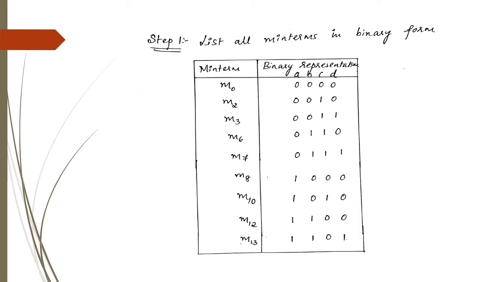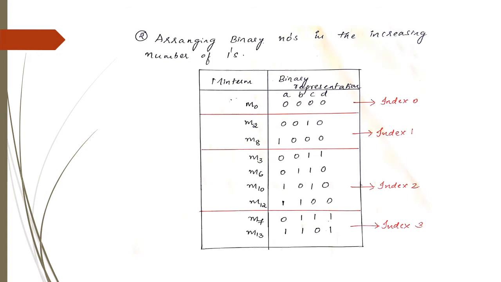Next, second step. The second step is arranging the binary numbers in increasing number of ones. If you check the first cell, that is 0, it doesn't have any 1, so take it as the first grouping. Next you count the cells with number of ones as 1, so you get M2 and M8. Next, cells with number of ones as 2, you are going to get M3, M6, M10 and M12. Group them as one group. Last will be M7 and M13, which have number of ones as 3.